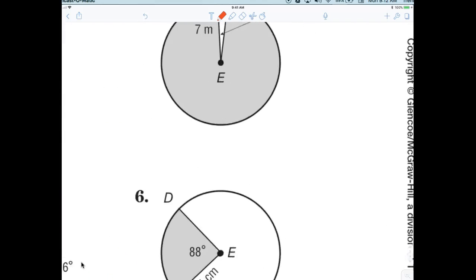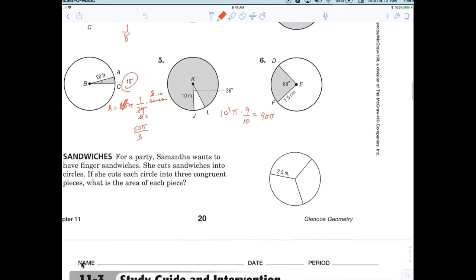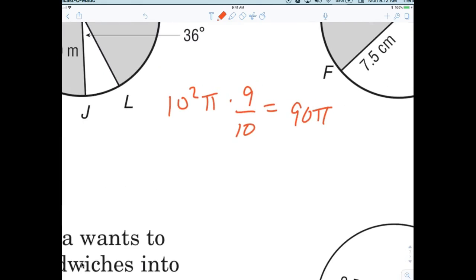What did I divide out? There was a common 10, right? So instead of doing 10 squared and dividing by 10, we just said it's 10.